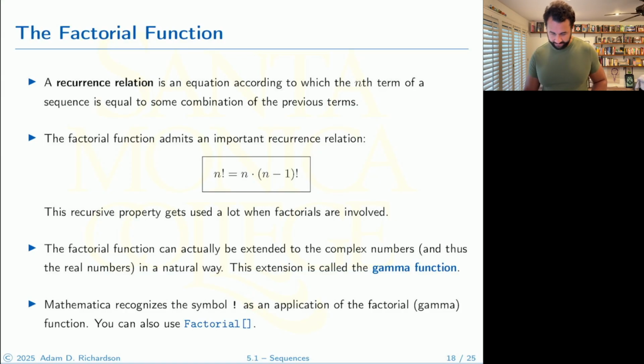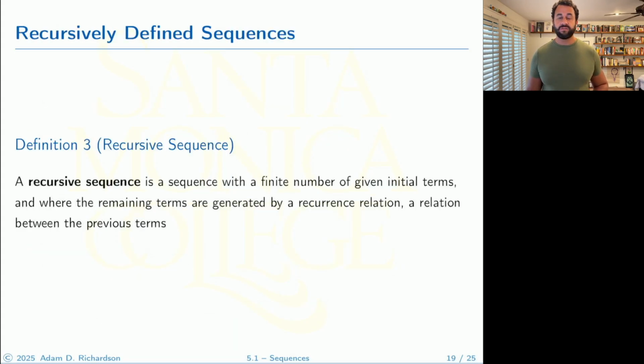All right. Now let's talk about recursively defined sequences, or just recursive sequences. A recursive sequence is a sequence that has a finite number of given initial terms, and the remaining terms are generated by a recurrence relation, just relating the previous terms. So this is what a recursive sequence is. You are given a couple or a few or one initial term, and then the next term is determined by how you want to combine those previous terms. All right. So let's do an example.